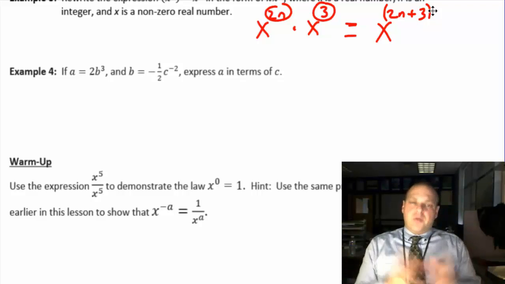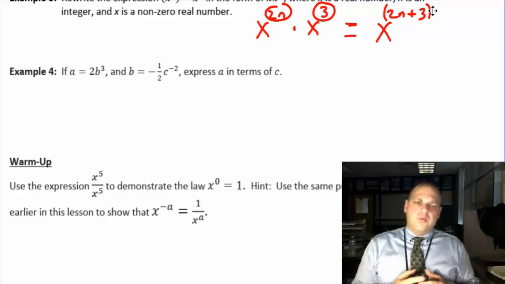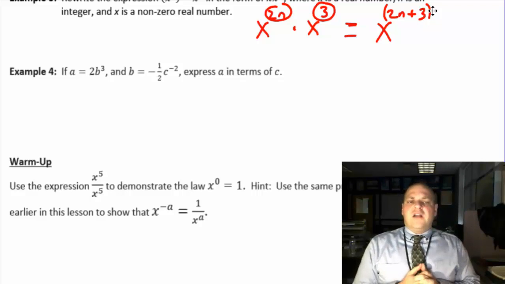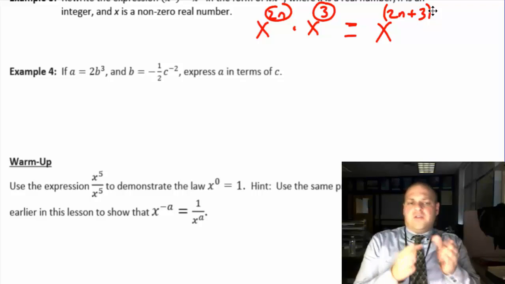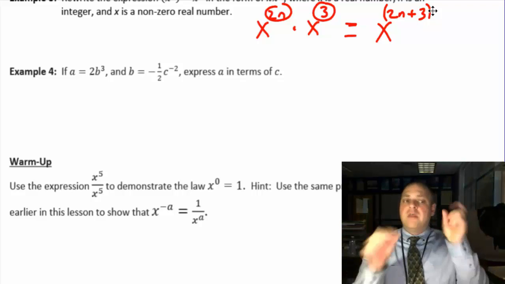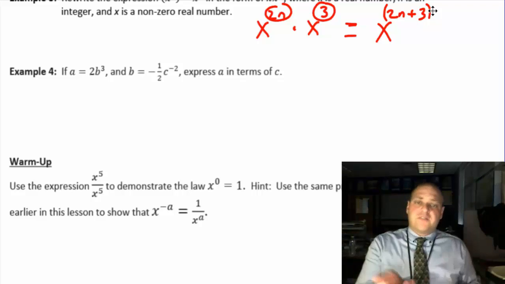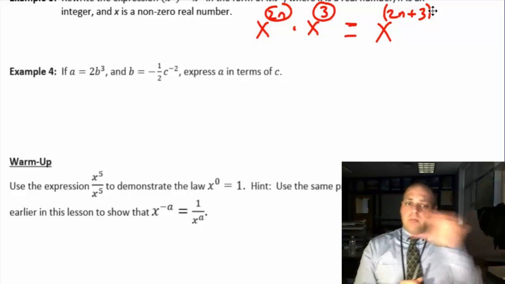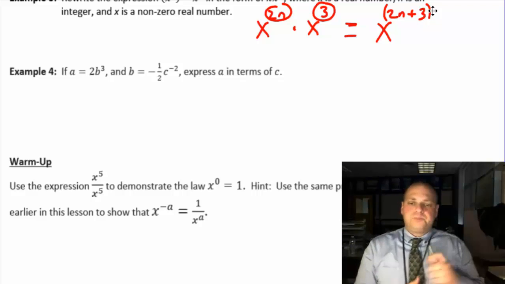And that's kind of what you're going to see in that Common Core. What's going to be going on there is a lot of students think, oh, it's 6n. No, it's not, because you add exponents. 2n plus 3 is that exponent. So if you thought it was 6n, just think about it: you're multiplying, so you add exponents.